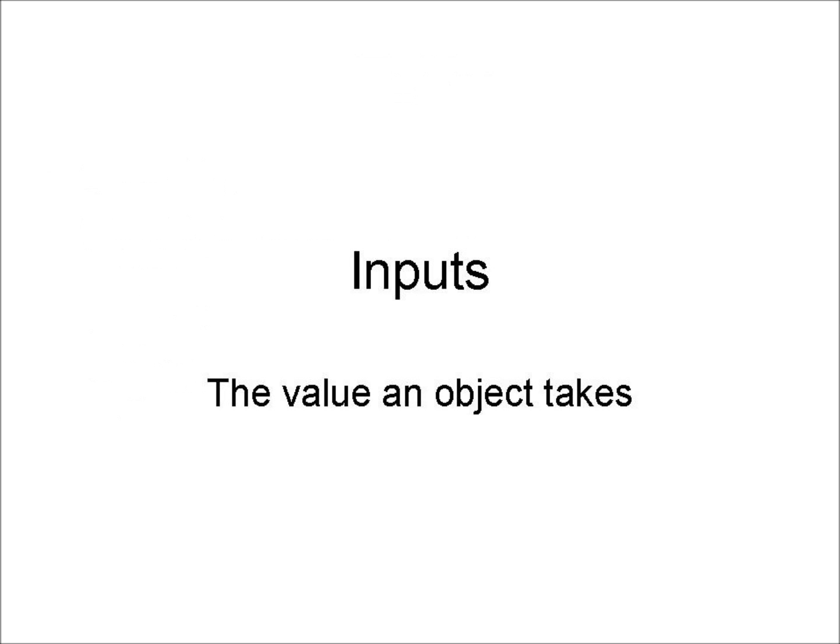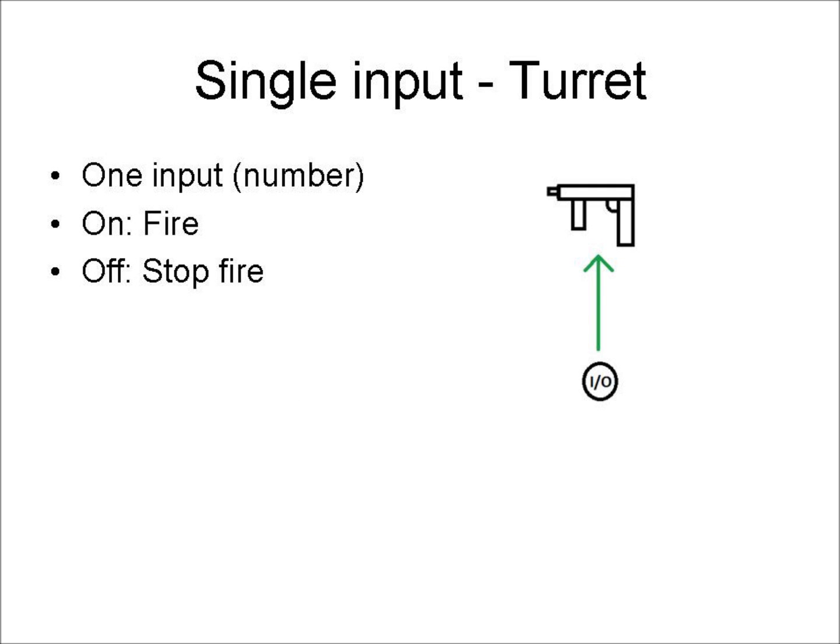An input is the value an object takes. Some objects take certain inputs, while other objects take other inputs. Some objects take a single input, while other objects take multiple inputs. An example for an object that takes a single input is the turret. The turret only takes one input, which is a number. You can't give it a vector input since it can't use that for anything. When the number is greater than 0, the turret fires. If not, the turret stops firing.